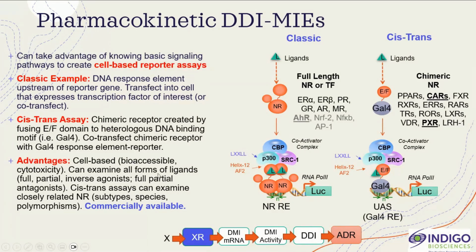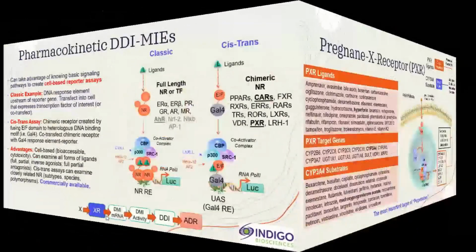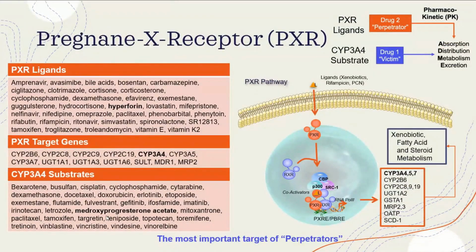So these are very simple assays. They can be very specific. All of them are robust. You can look at agonist, antagonist, inverse agonist, all within this context. The chemical has to cross membranes in order to interact, so it's more physiologically relevant. And of course, they all are commercially available as kits and services at Indigo. So we'll talk about these types of molecular initiating events as we talk through 3 types of examples. And we're going to go through the 3 major drug-drug interaction targets for these particular types of perpetrator drugs.